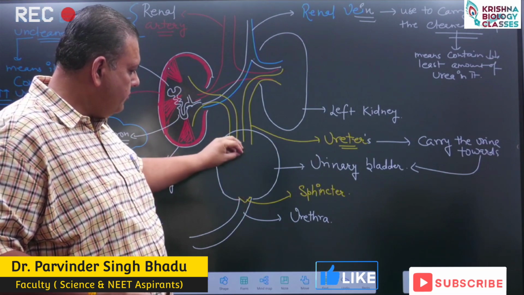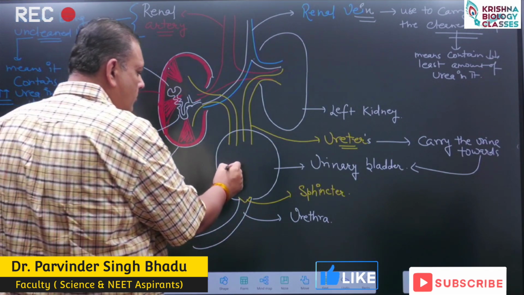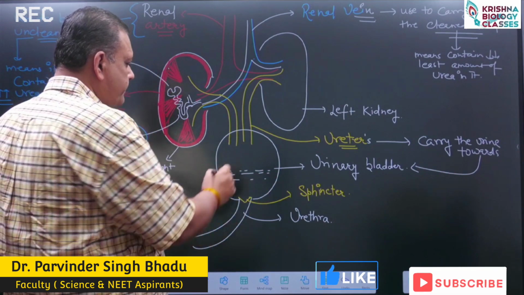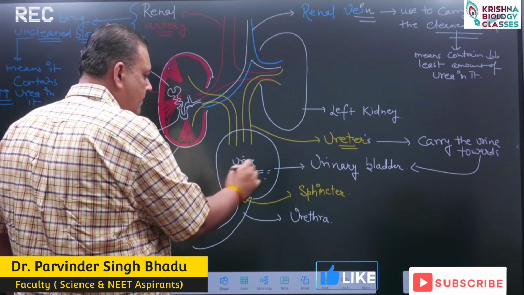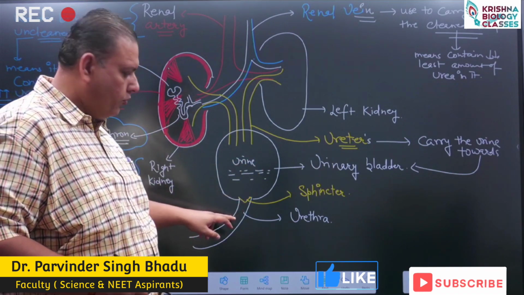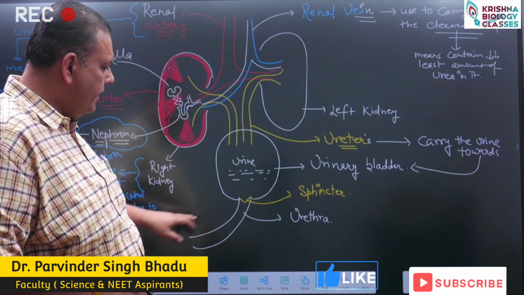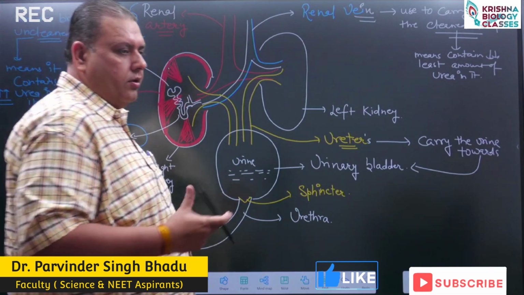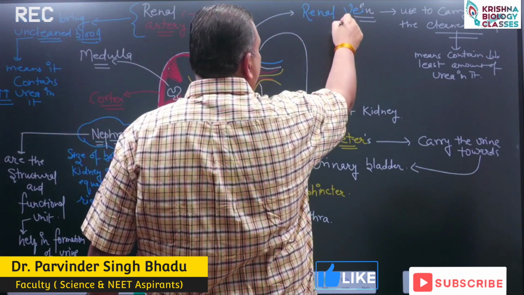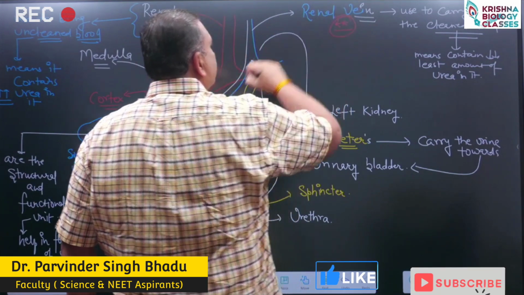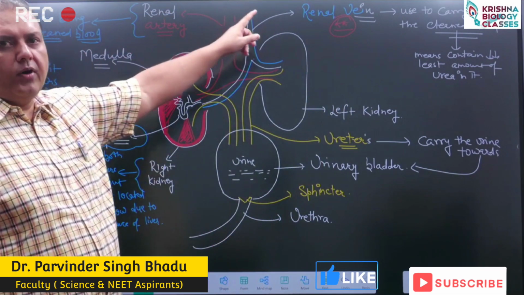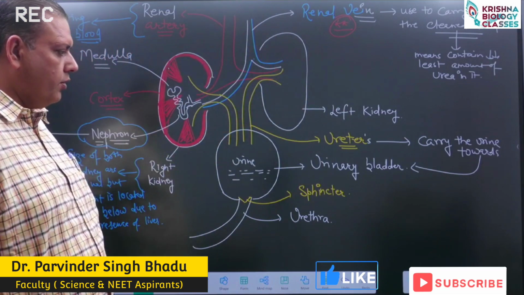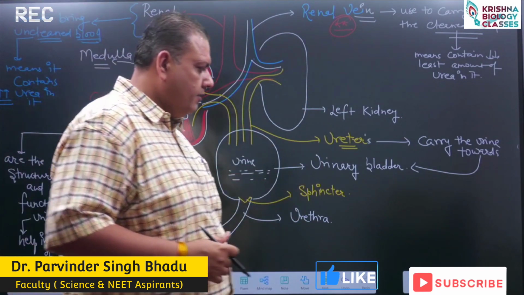Inside the bladder, this urine is stored temporarily. Then these sphincters used to get opened and we release the urine into the environment with the help of urethra. Now, for MCQ, you need to remember that renal vein contains the least amount of urea, whereas hepatic vein contains the maximum amount of urea. Why so? We will discuss further.